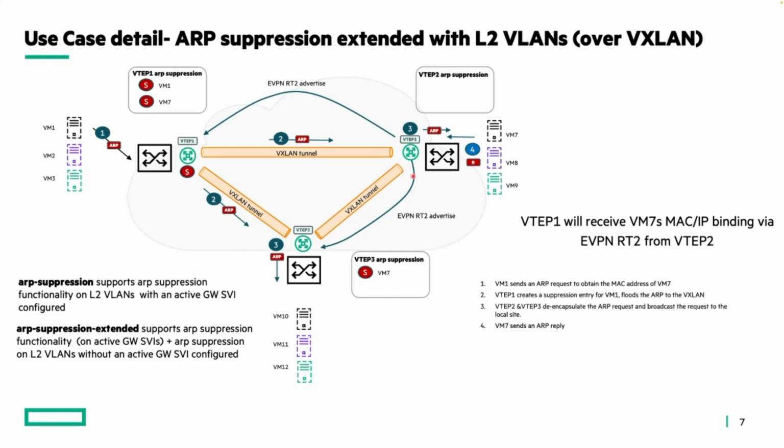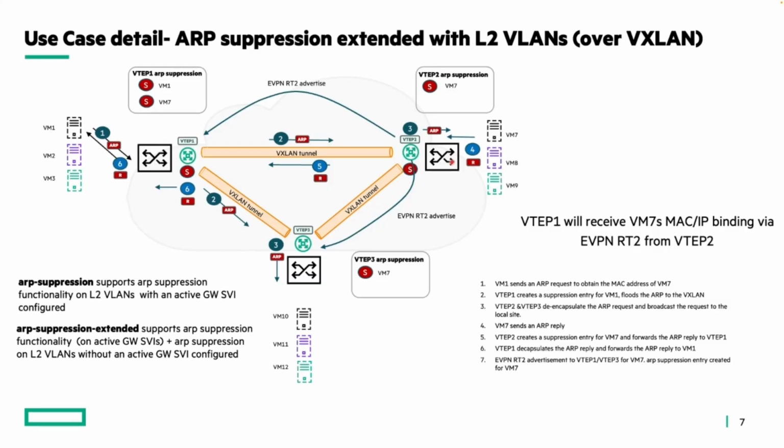VM7 sends an ARP response, and VTEP2 creates a suppression entry for VM7 and forwards the ARP reply to VTEP1. VTEP1 de-encapsulates the ARP reply again and forwards it to VM1, and it creates a suppression entry. Whatever suppression entries are created here, the EVPN RT2 advertisement will share with VTEP1 and VTEP3 for VM7.